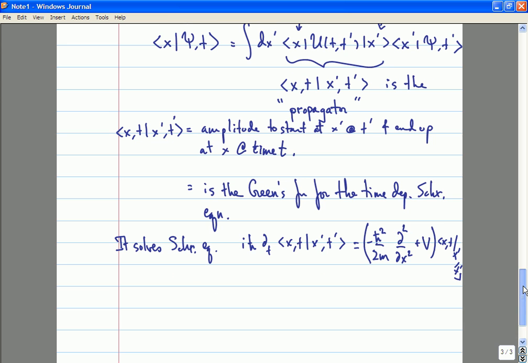Is it clear that this solves the Schrodinger equation? Okay. All the propagator is, if you regard it as a function of x and t, is the wave function if you happen to have started at a position space eigenstate at some earlier time t prime. Okay. So let's compute it.